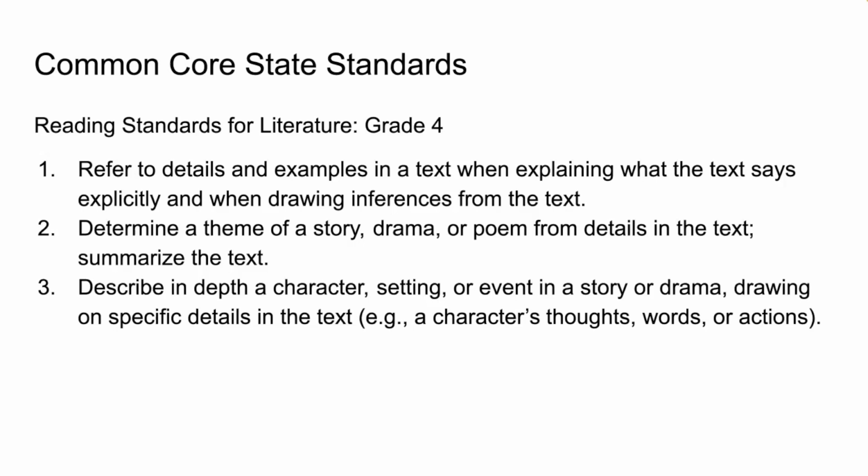Section number 1 is refer to details and examples in the text when explaining what the text says, explicitly and when drawing inferences from the text. Number 2 is determine the theme of a story, a drama, or a poem from details in the text, as well as summarize the text. And the third standard is describing in depth a character, setting, or event in a story or drama, drawing on specific details in the text, such as the character's thoughts, words, or actions.